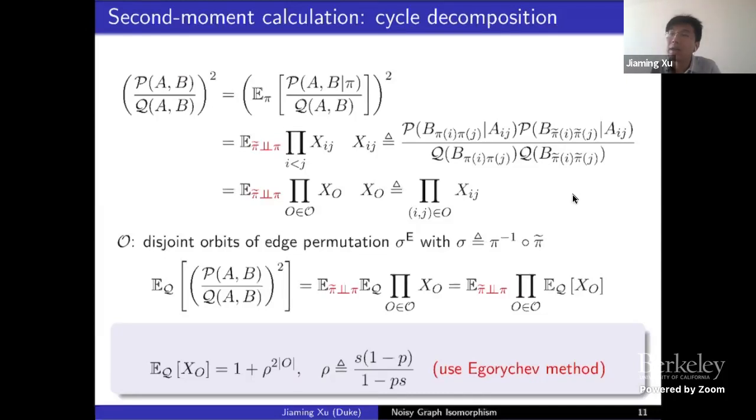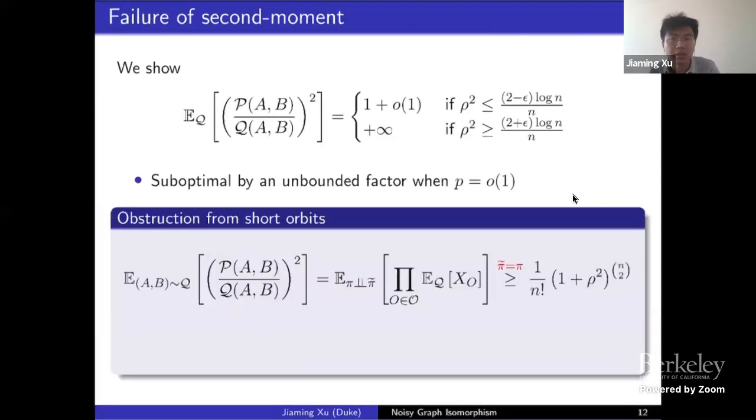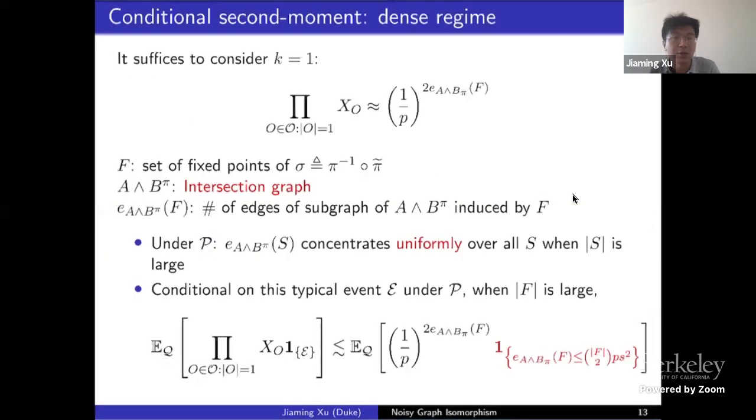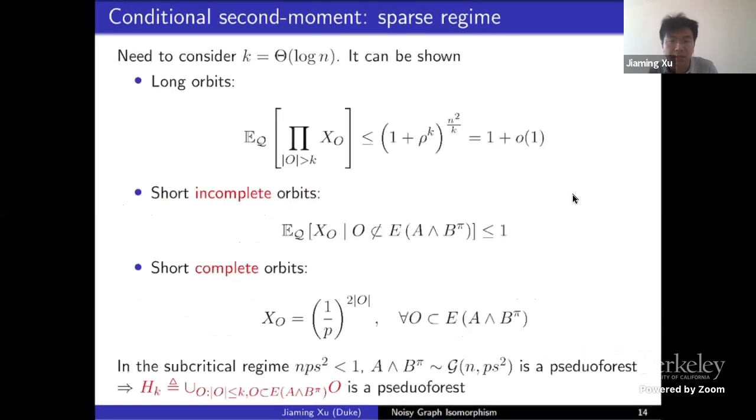Okay. I think it's related, but I don't think it is exactly that. So for example, the generating function actually comes from, in the sparse case, the contribution from this so-called short complete orbit just reducing to 1/p to the power of 2 times the length of O. So basically, to control this, we just need to understand how many such short complete orbits can occur in this intersection graph. So, I mean, it's related to the random permutation, but it's not directly just a property of random permutation. It also relates to this intersection graph that I want.